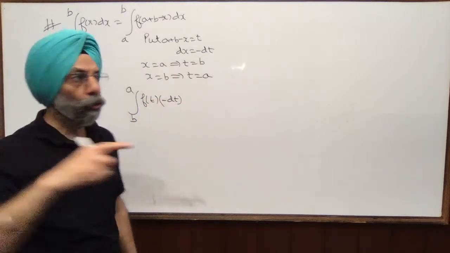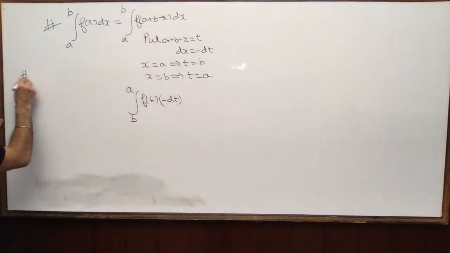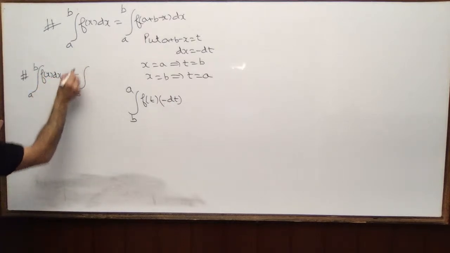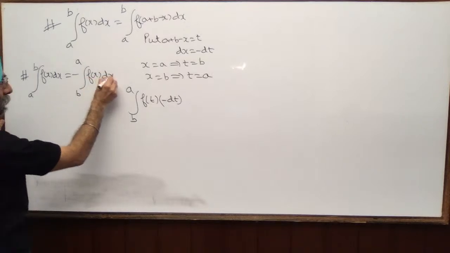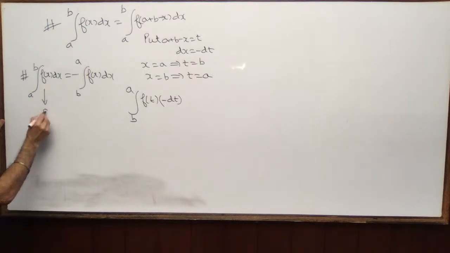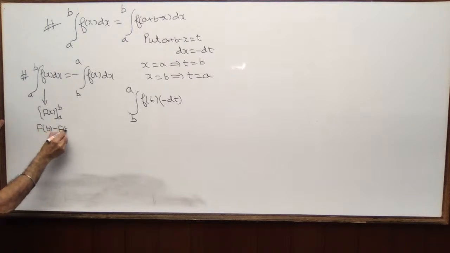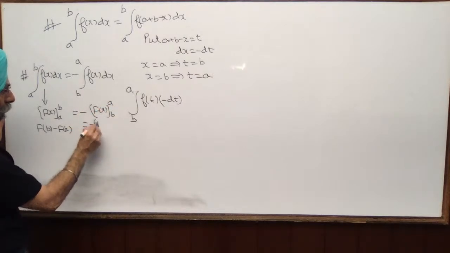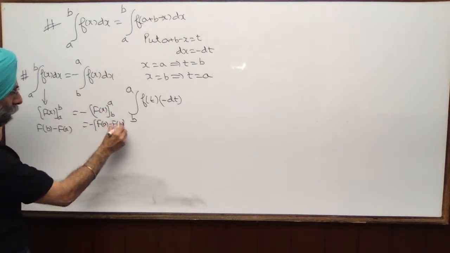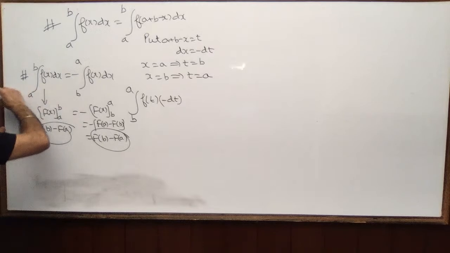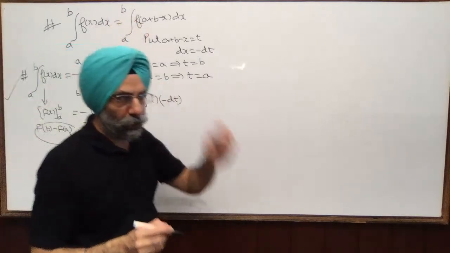So the property first is: integral a to b f(x) dx is equal to minus of integral b to a f(x) dx. I hope very easily you can understand this. I will prove it. Suppose this is the integral f(x) with limits from a to b. This gives you f(b) minus f(a). Its integral f(x) with limits from b to a gives f of a minus f of b, which is the same as minus of f of b minus f of a. So note down this property first.